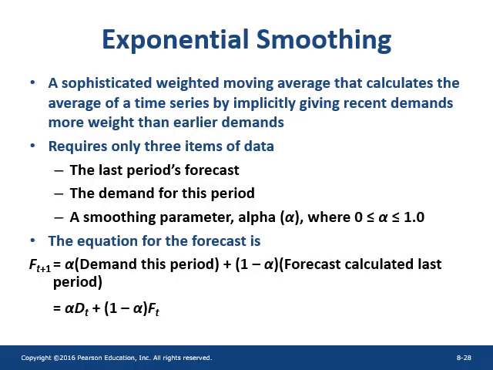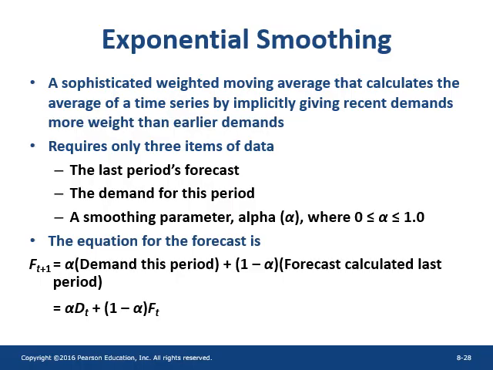Really all we need is 3 pieces of information. What was the last period's forecast? What was the demand for that period? And what's our smoothing parameter? In other words, what percentage of the error do we think is not random, so that we can use that to make adjustments to our previous forecast. So essentially all we do is adjust the previous forecast by a percentage of the error in the previous forecast.